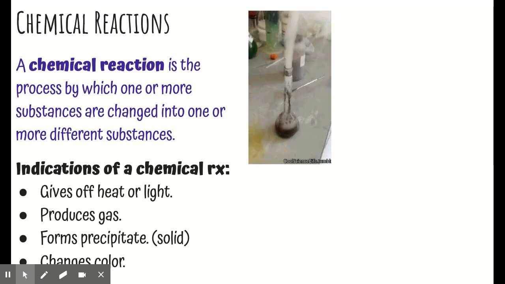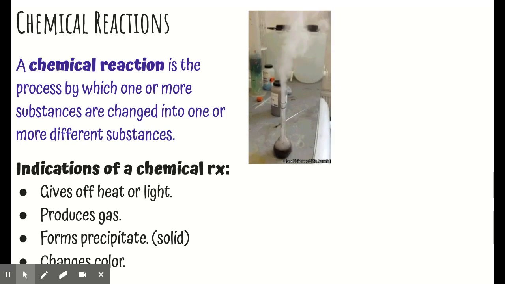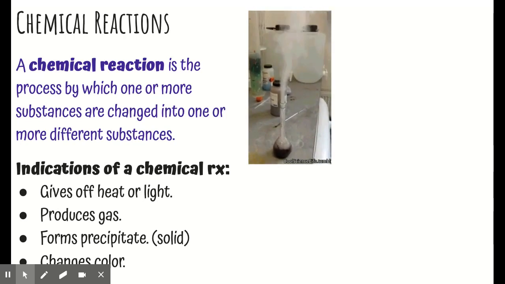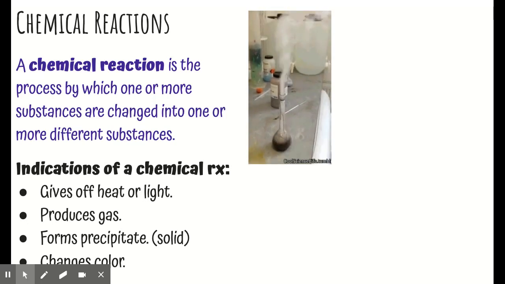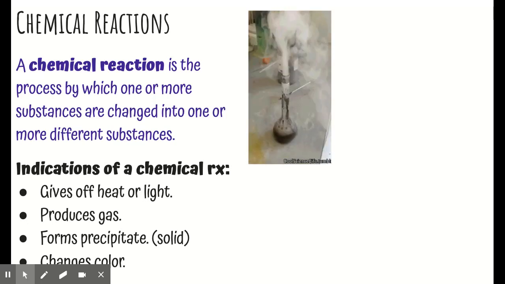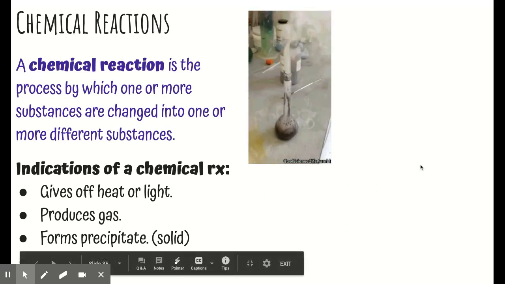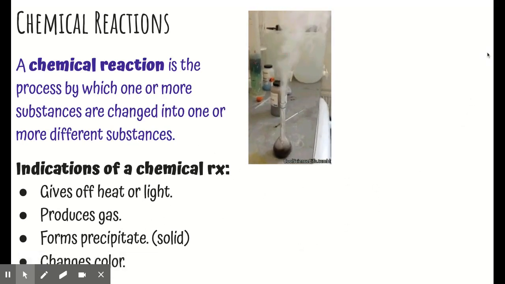one or more substances are changed into one or more different substances. Okay, so really all that means is that you have mixed some stuff together and something happened. Okay, so whether that's giving off heat or light, producing gas, changing color, there's all these things at the bottom. So I'm going to show you some examples of those.